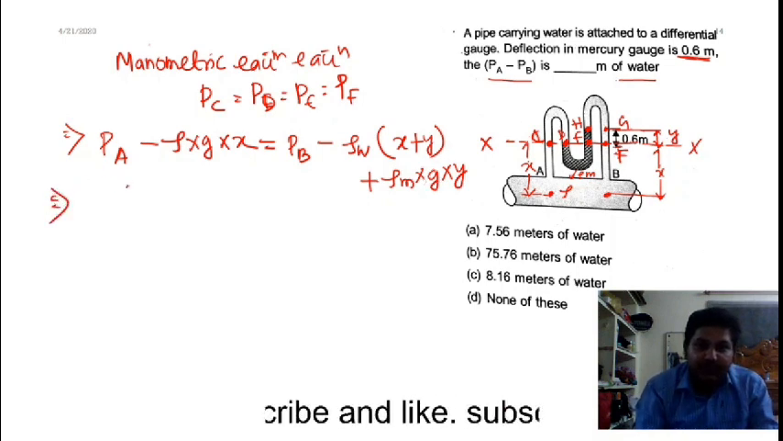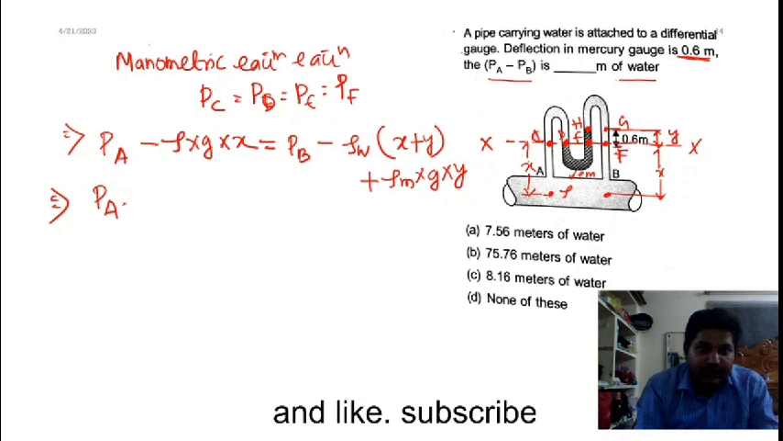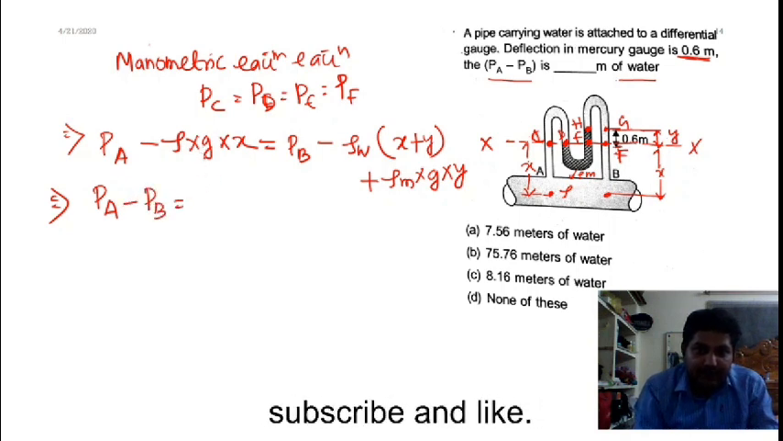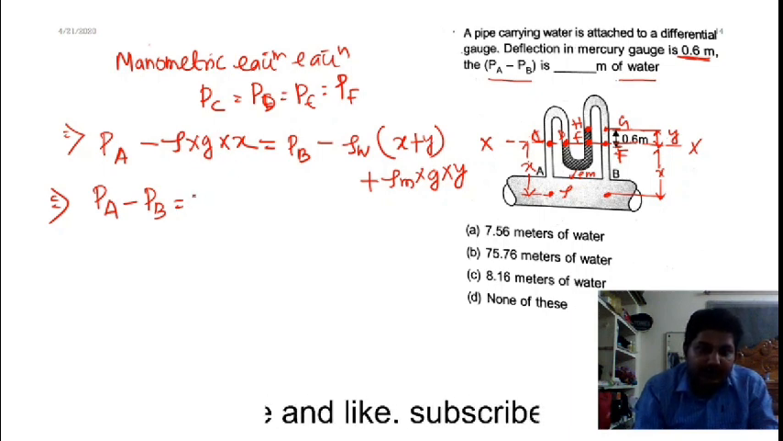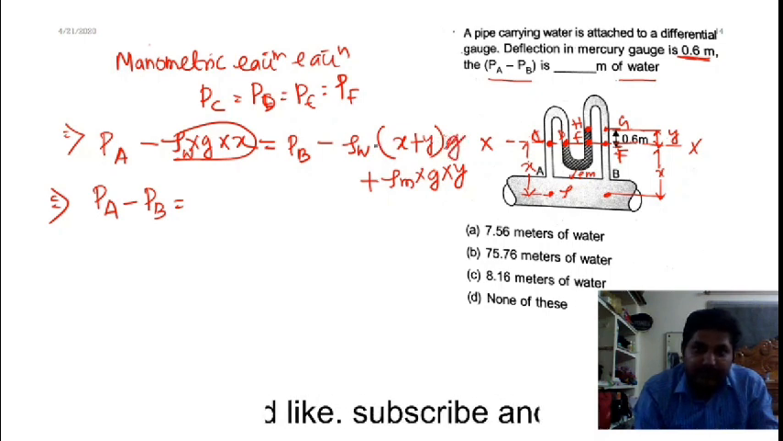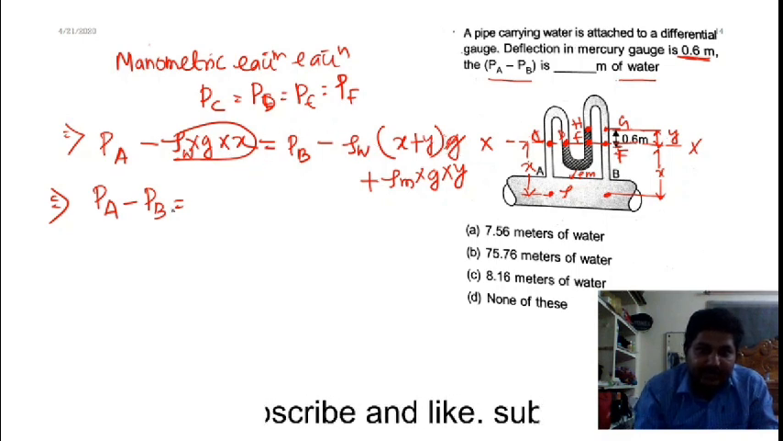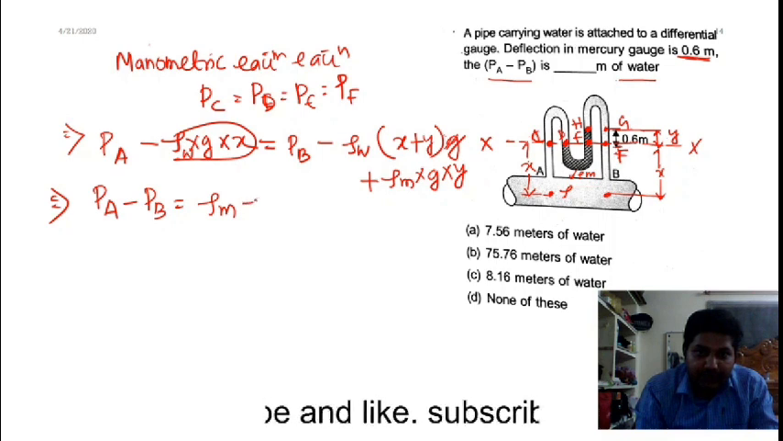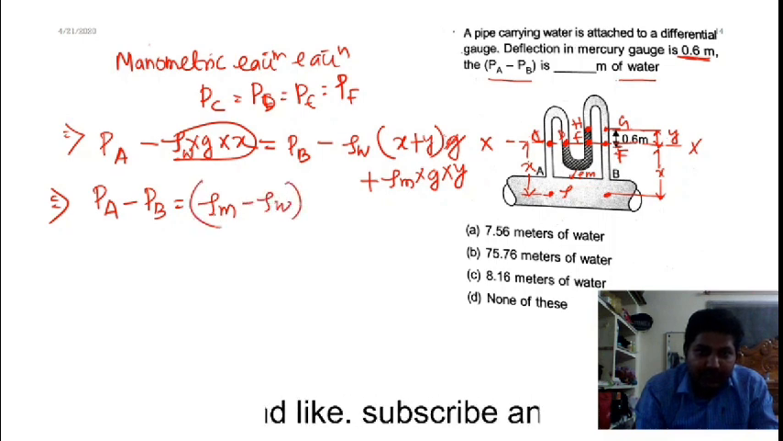So pressure at point A minus pressure at point B. Now if you remove the bracket, minus rho w g into x, sorry, you have to multiply by g, rho w g into x, it will cancel with the other term. So finally it comes out to be rho m minus rho w into g into y.